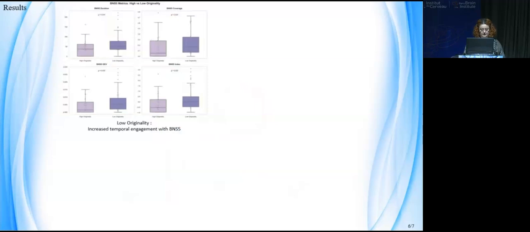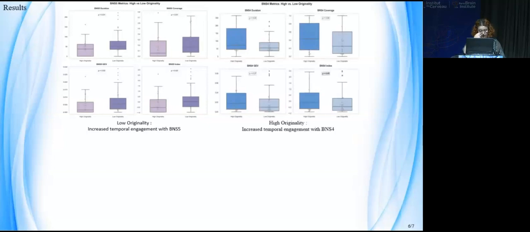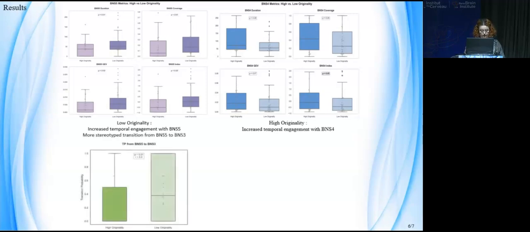To go further, we divided participants into high and low originality groups and compared their brain network dynamics. For BNS 5, we observed a negative trend. People who spend more time in this state tend to have lower originality scores. This trend was confirmed by group comparisons, showing significantly higher BNS 5 values in the low originality group. In contrast, for BNS 4, we found a positive trend. People in the high originality group spent more time in this state, and this engagement is correlated with higher creativity.